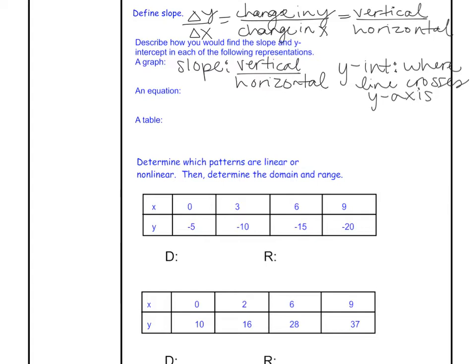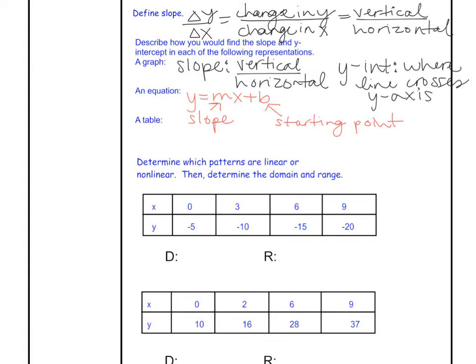I'll use a different color for that. I'll do it in red. Now, linear equations, we talked about them in the form of y equals mx plus b, where the number in front of x, or m, is my slope, and the number by itself, b, is my y-intercept, or my starting point.